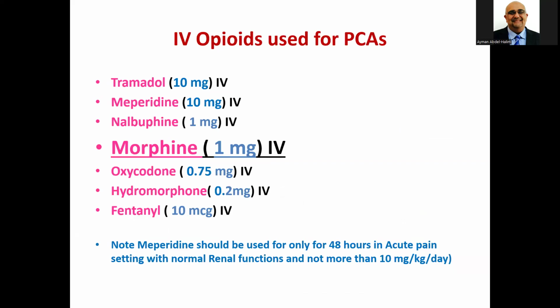IV opioids used for PCAs. These are the ones that we use in practice. I want to say that meperidine should not be used for more than 48 hours because the metabolite of meperidine can cause seizures, especially with abnormal renal function. The commonest IV opioid we use in PCAs is morphine and fentanyl. Usually, we reserve fentanyl for patients with renal failure or patients allergic to morphine.